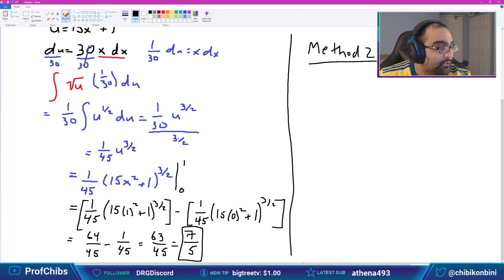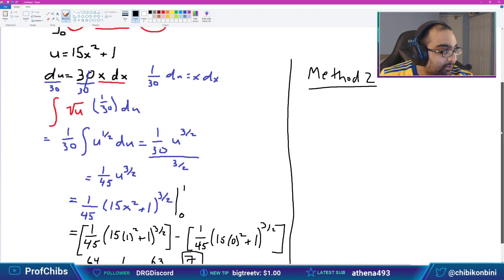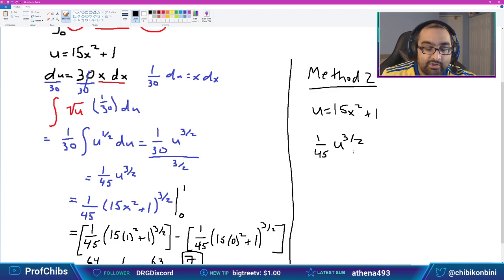Method number 2 is going to start off at where we found the integral. Okay, so let's recall here we have u is equal to 15x squared plus 1. Okay, that's what we did there. We found the integral here was 1/45 u to the 3 halves. Now method number 2 is what we do is we change the limits of integration. The key thing is we change the limits of integration.